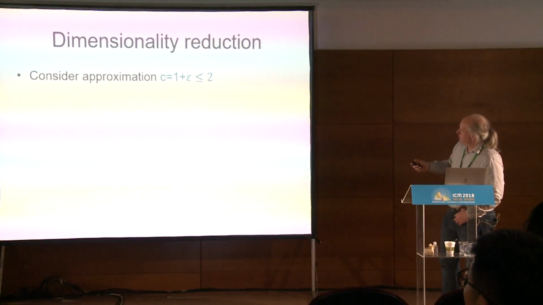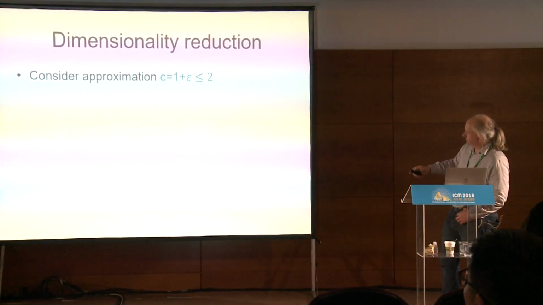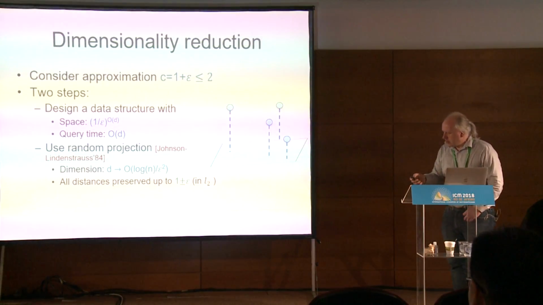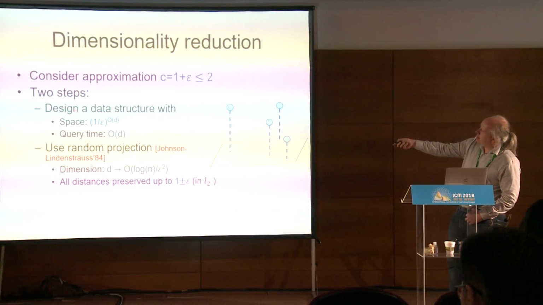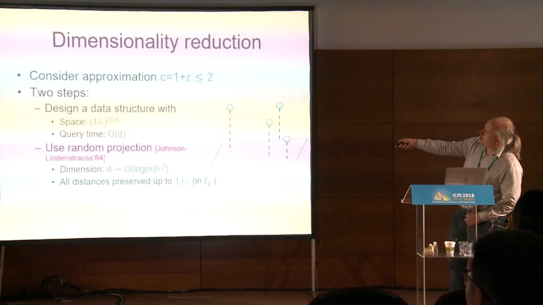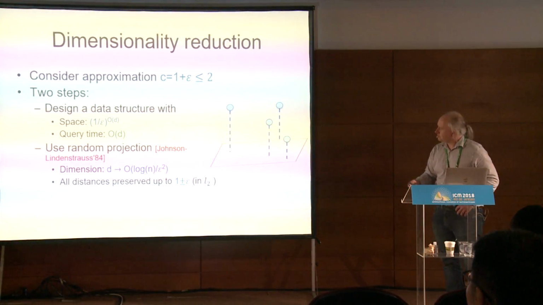Well, for simplicity, let's consider the approximation factor to be at most 2, and just for notational purposes, let's set epsilon to be c minus 1. So the dimensionality reduction approach proceeds in 2 steps. In the first step, design a data structure which has very efficient query time and whose space is only of this form, right? So it's a constant to the power of d for a constant epsilon.